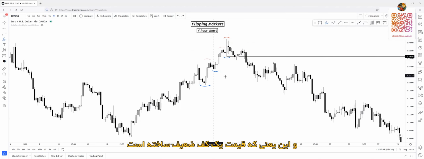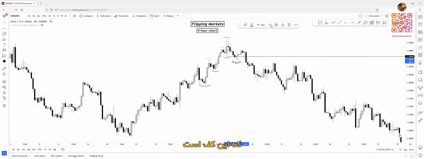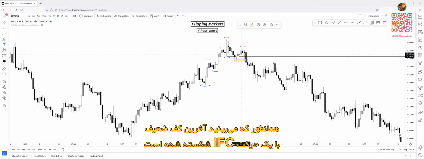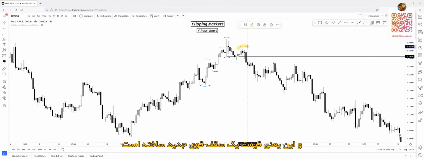So this means price created a new weak low, which is this one. I will just mark it with a dotted line. This is our new weak low. After this, price created a new strong high because it broke structure to the downside here. As you can see, it broke the last weak low with an efficient movement. So this means price has created a new strong high.